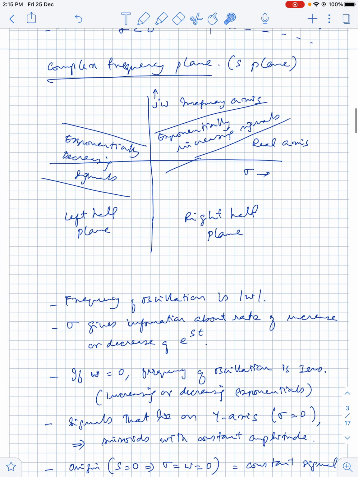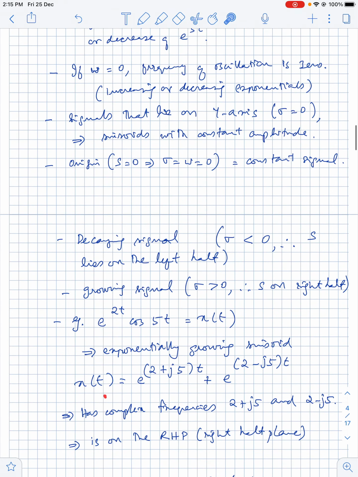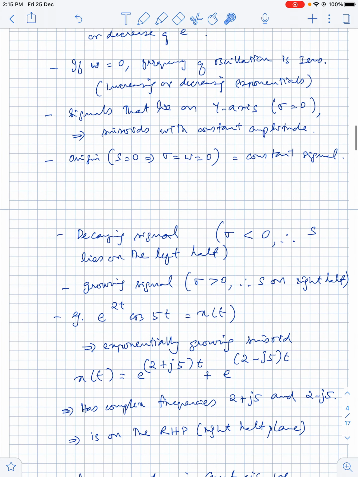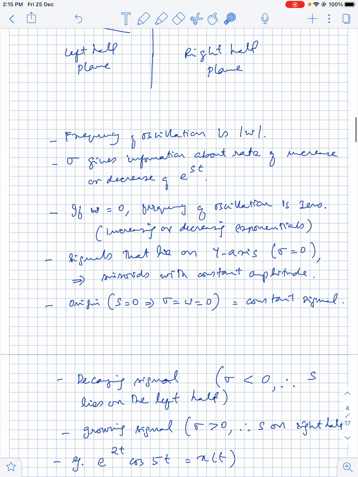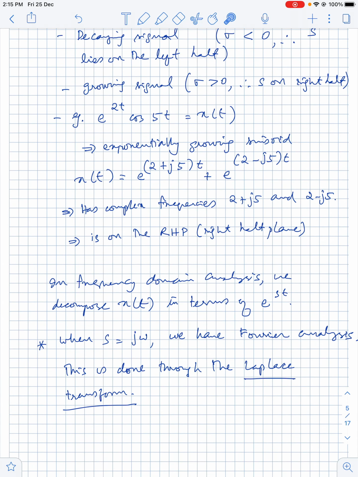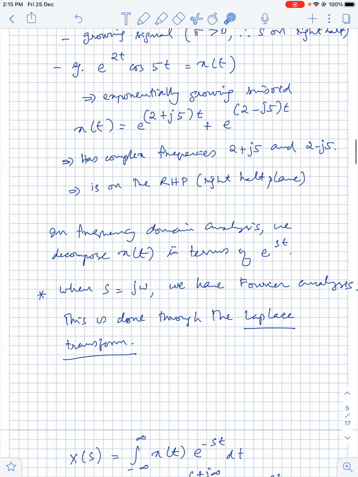So essentially in this case, this is 2 plus j5 and 2 minus j5. If I plot it on the plane, it will be 2 plus j5, so it is going to be somewhere here. This is 2 and 5, and 2 and minus 5. So the two frequencies will be like this. So this signal will be represented in the plane by two conjugate frequencies. And of course it is on the right hand side of the plane because it is a growing signal.